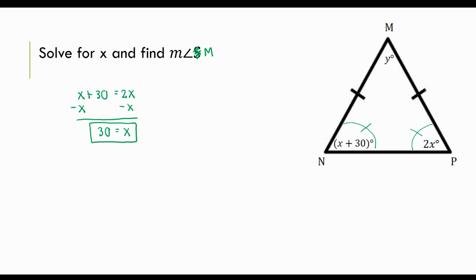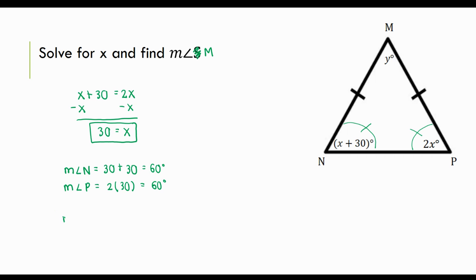Okay, so if I want to find the measure of angle M, which is a y, I don't have that. So right now, what I'm going to do is substitute x into both of those expressions for the x's, and figure out what angle M and angle N and angle P are. So the measure of angle N is going to be 30 plus 30. So that's a 60-degree angle. Notice that then is going to be the same exact as angle P. Regardless if I substituted 30 in or not, notice that 2 times 30 also gets me 60 degrees.